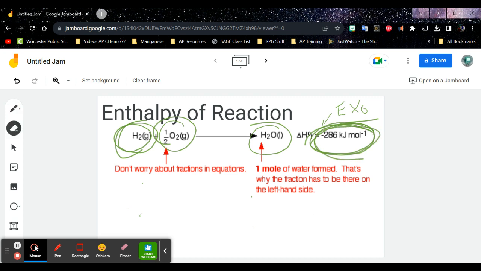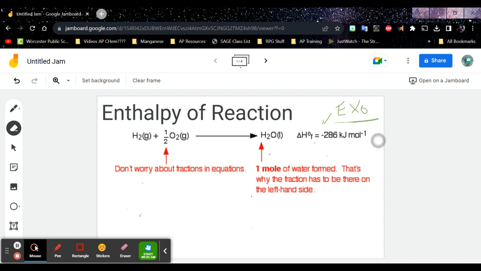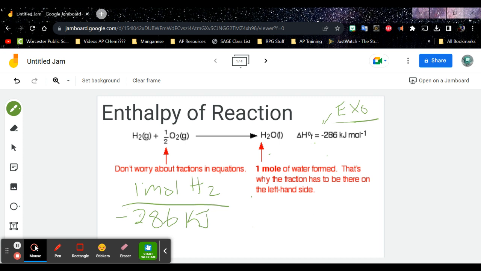So what does that mean? Well, now we have a new conversion factor that we can use. No matter what we are doing in this reaction, we have the amount of energy that will be produced. So for example, if I have 1 mole of hydrogen, it is going to produce negative 286, because it's producing it, kilojoules of energy. If I have 0.5 moles of oxygen, it is going to produce negative 286 kilojoules of energy.